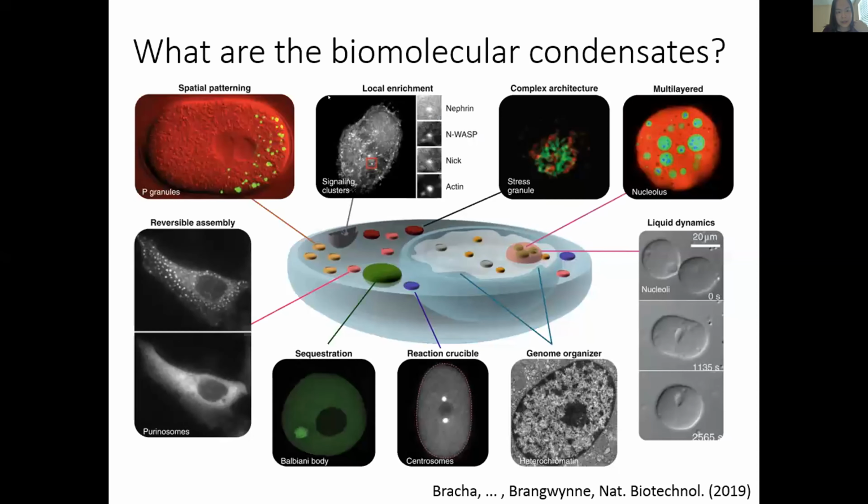And in the second part of this figure, this is a signaling cluster. A signaling cluster means that it forms in response to a signal from outside of the cell membrane. And this cluster is made of a bunch of different types of proteins.